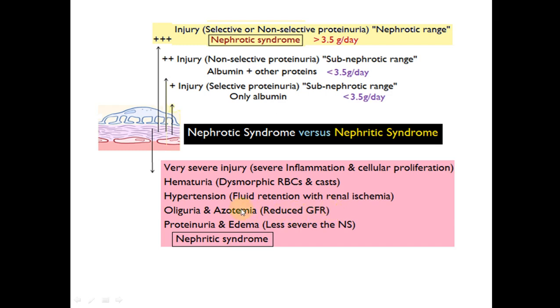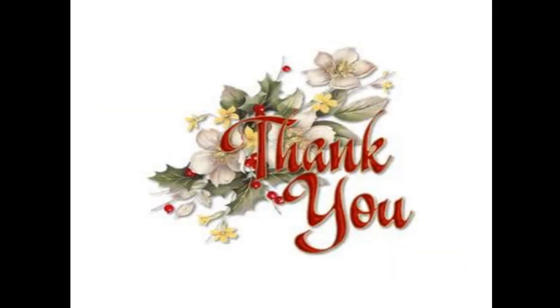And usually in nephritic syndrome, the loss of protein is less than that seen in nephrotic syndrome, and the edema is less marked as compared to that seen in nephrotic syndrome. And we will study the nephritic syndrome in a separate lecture. Thank you very much.